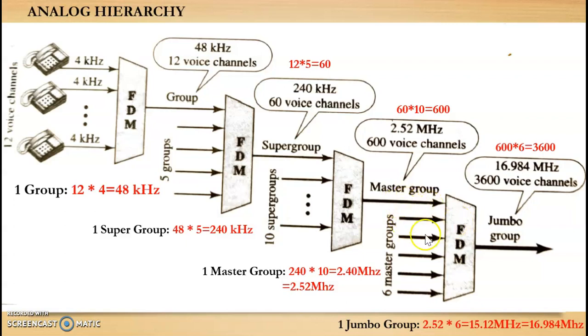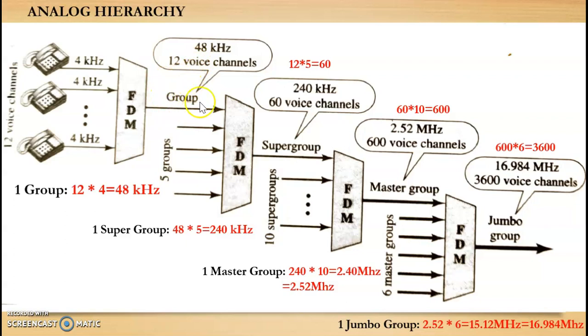This way 6 master groups will be multiplexed together to create a jumbo group, which will have a bandwidth of 16.984 megahertz. One jumbo group will have 16.984 megahertz because it will be 2.52 into 6, 2.52 because each master group has 2.52 megahertz, and there are 6 master groups, which gives us 15.12 megahertz, and the extra part will be for the guard bands to avoid any interference.